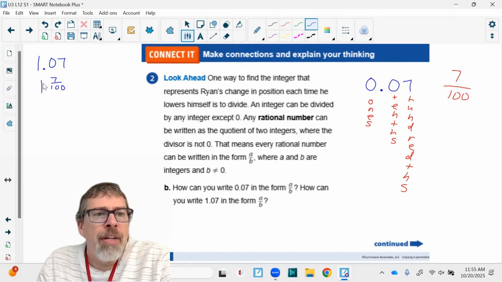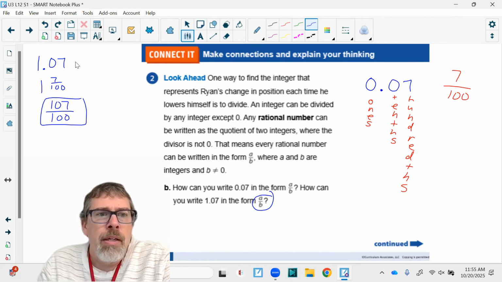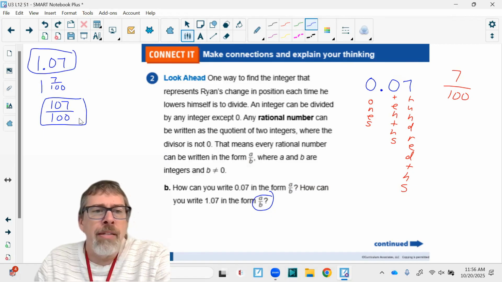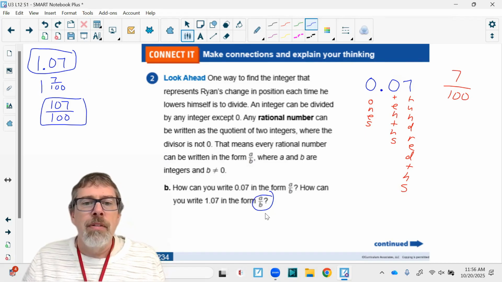Well, whenever we have an improper or mixed fraction and make it improper, which is what they're asking us to do here, you take the denominator times the whole number. 100 times 1 is 100. Add the numerator and get 107, and it's divided by the original denominator. So this is 1.07 written as a fraction a over b. It's improper, but it's in that form.